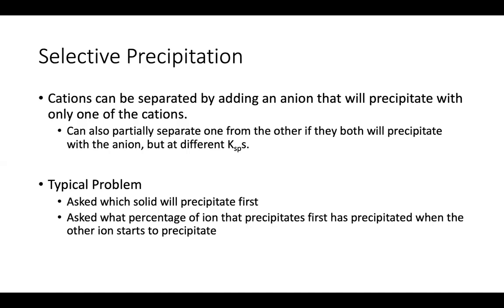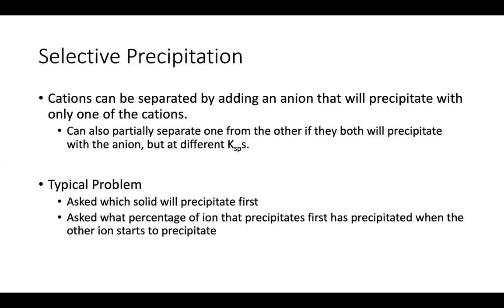Now in this chapter, we kind of see a derivative of that, right? Typically, we don't add an ion that only forms a precipitate with one cation. Typically, we add one that can form a solid or a precipitate with both, okay? But each solid will have a different KSP, and so this allows us to partially separate one ion from another.